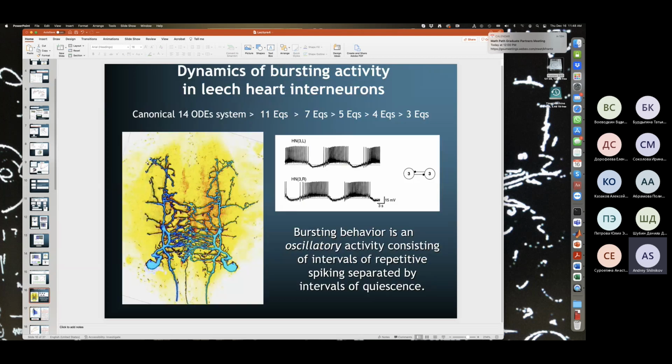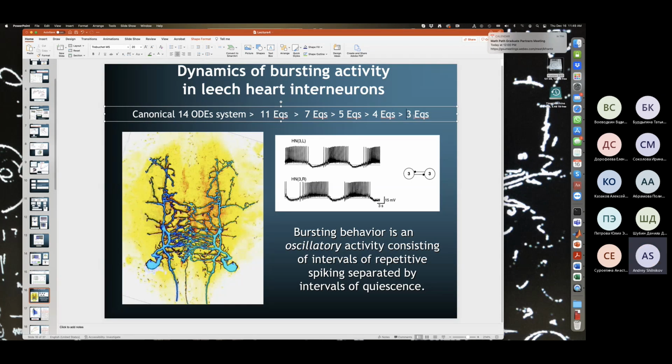The interesting thing is that the very first original model, known as the canonical model of a heart interneuron, has 14 differential equations. The people who put together the model didn't have any knowledge of dynamical systems, or mostly of mathematics. So they used Hodgkin-Huxley type experiments to find the constants for all these equations, and it becomes 14-dimensional. Then you can reduce it to dimension 3. This is what's called minimal.